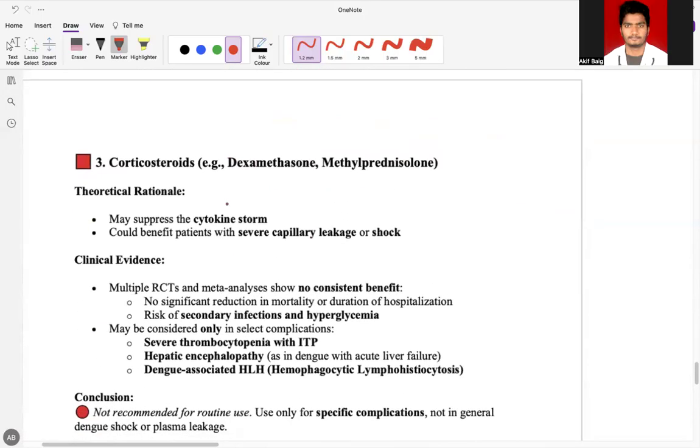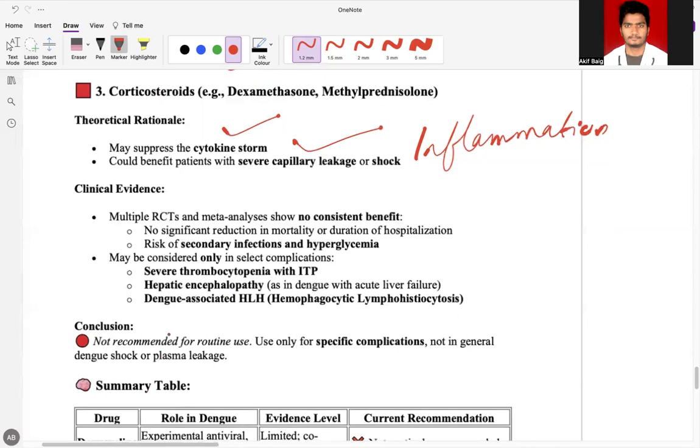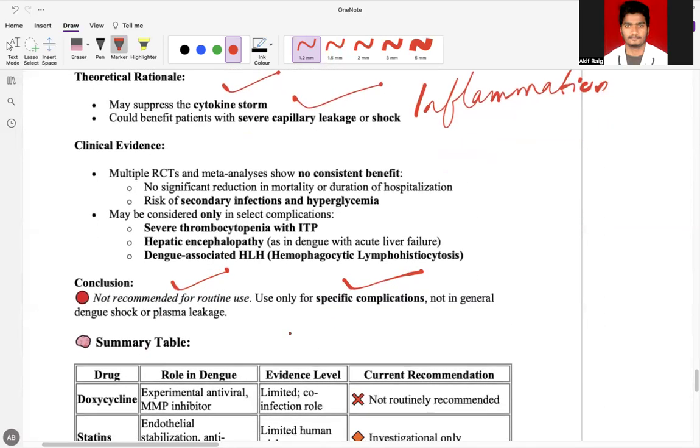Corticosteroids may suppress the cytokine storm and could benefit patients with severe capillary leakage. Capillary leakage basically occurs because of inflammation. So it was thought that if a patient has severe capillary leakage or shock, sometimes steroids can be useful, but routinely they should not be given to all patients. Use only for specific complications, not in general dengue shock or plasma leakage.